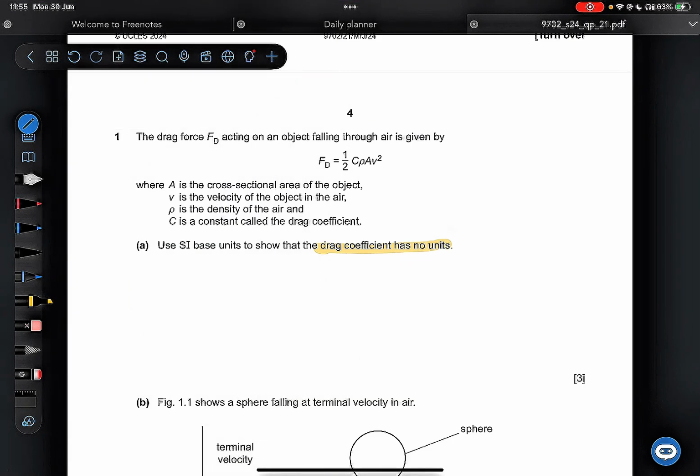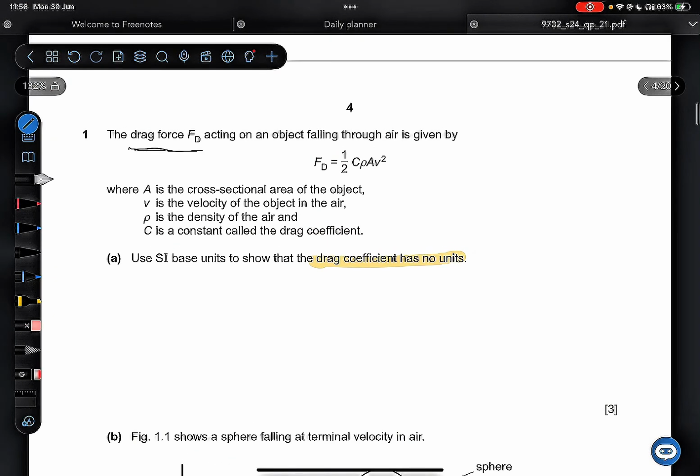So now the drag coefficient here, the question has told us something. It says drag force FD. When we're dealing with a units question, it's always good practice to start by writing the units of everything. So FD is a force. We know from force being mass times acceleration that's kg m s minus 2. You get a mark for this. This is a 3-mark question. You get a mark for writing this.